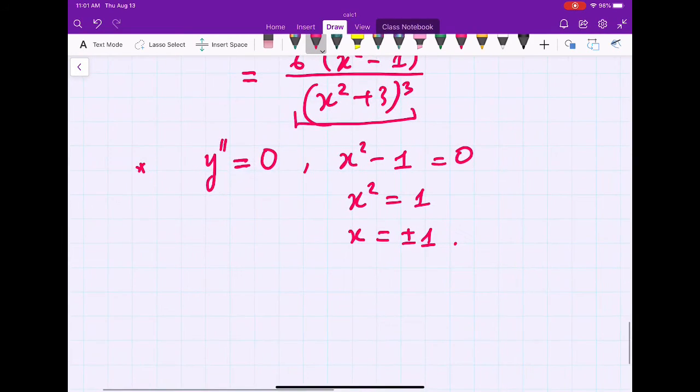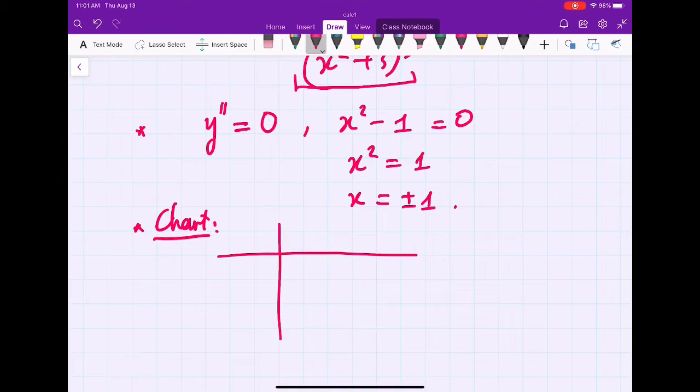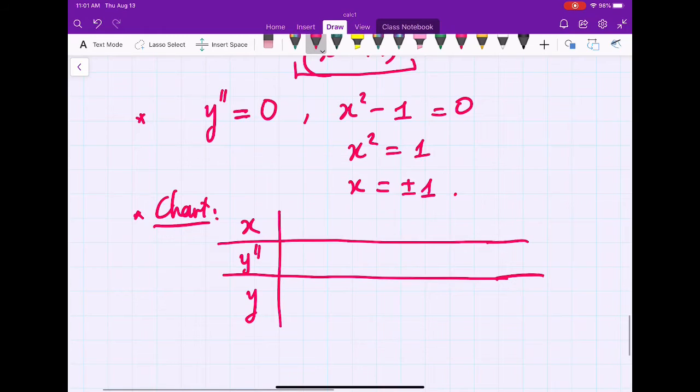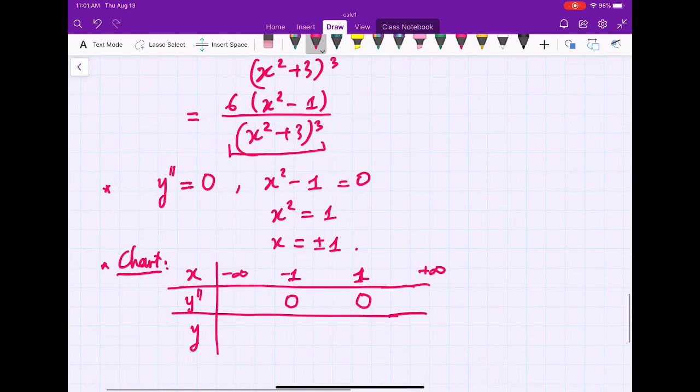Okay, now I will make a chart for the second derivative. I make the chart like for the first derivative. So we have 3 rows in here. The first row is x, the second row is y double prime, and the last row is y. The function is defined everywhere from negative infinity to positive infinity. We have negative 1 and 1 in here. At 1 and negative 1, the second derivative is 0. So basically I have 3 intervals, right?